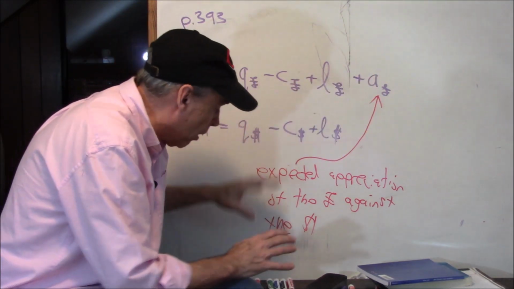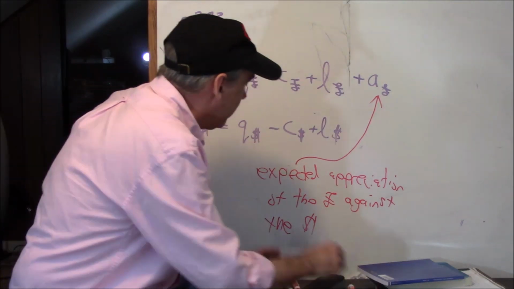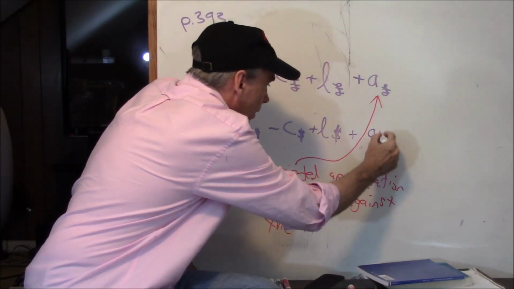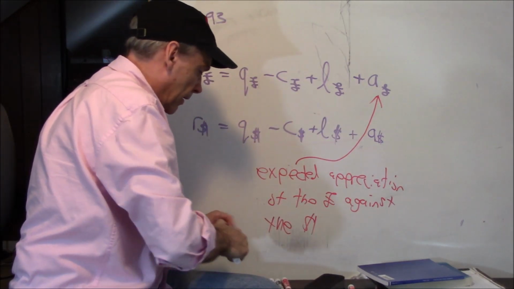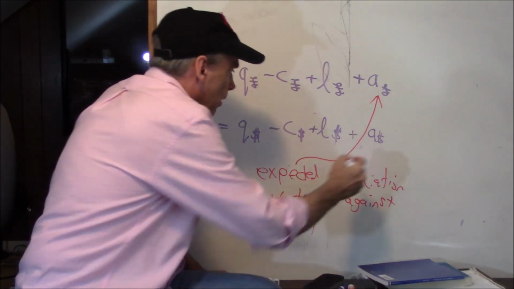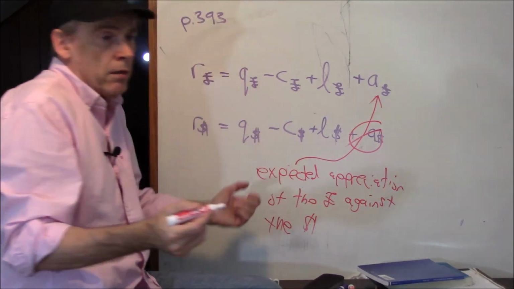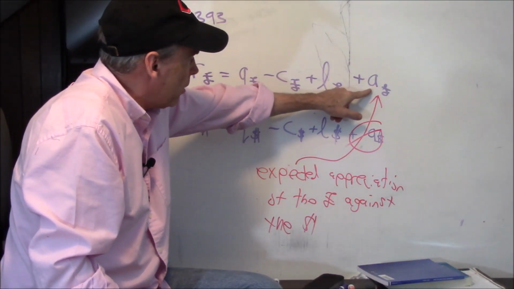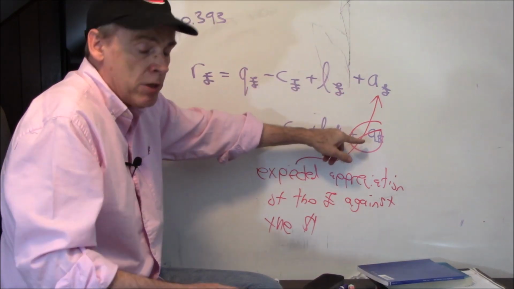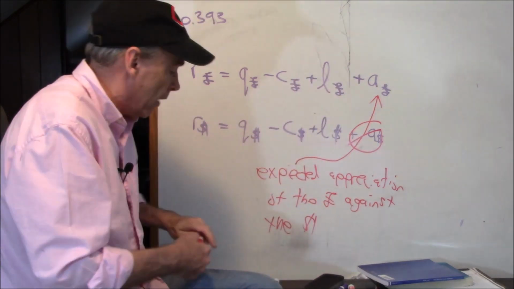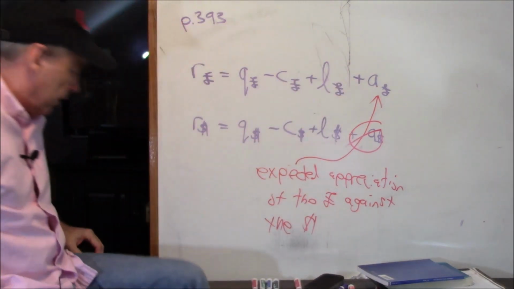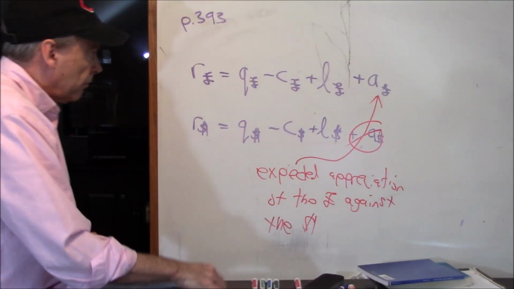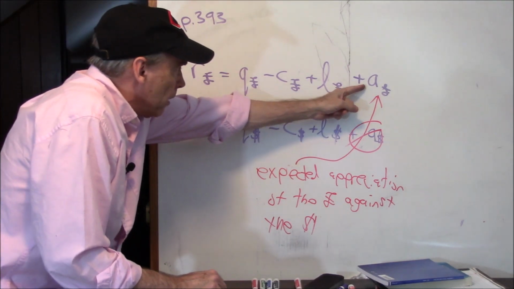By the way, notice we don't do this twice. We've already got expected appreciation against the dollar up here. We don't need expected appreciation against the pound. We've already got it up there. In fact, it would actually screw up the math at that point. So there's the expected appreciation of the pound.